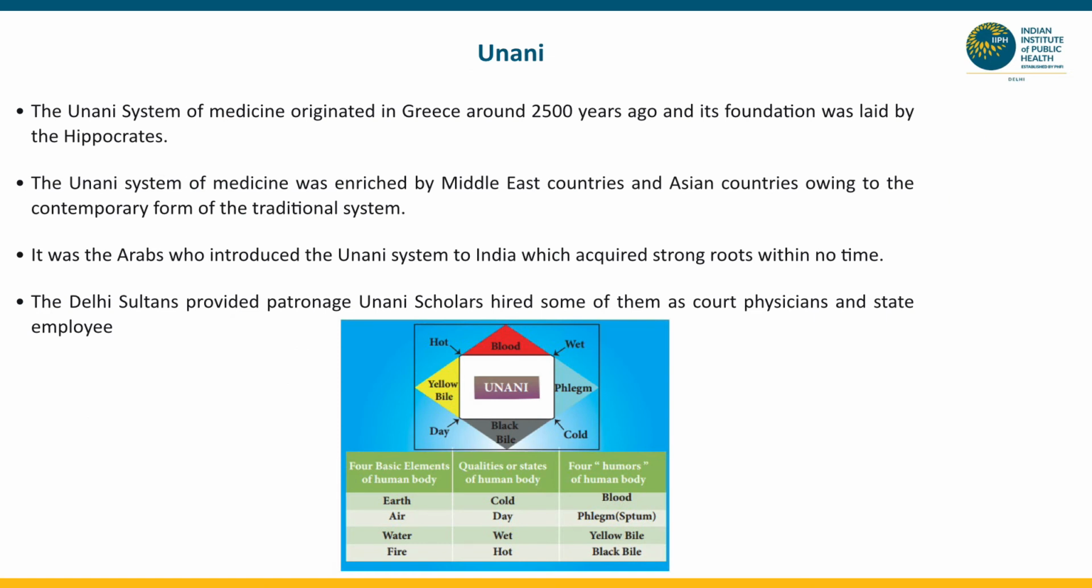Unani. The Unani system of medicine originated in Greece around 2500 years ago, and its foundation was also laid by Hippocrates. The Unani system of medicine was enriched by Middle East countries and Asian countries, owing to the contemporary form of traditional medicines. And it was Arabs who introduced this system of medicine into India when they reached India. The Delhi Sultans provided patronage to Unani scholars and hired them as their court physicians.